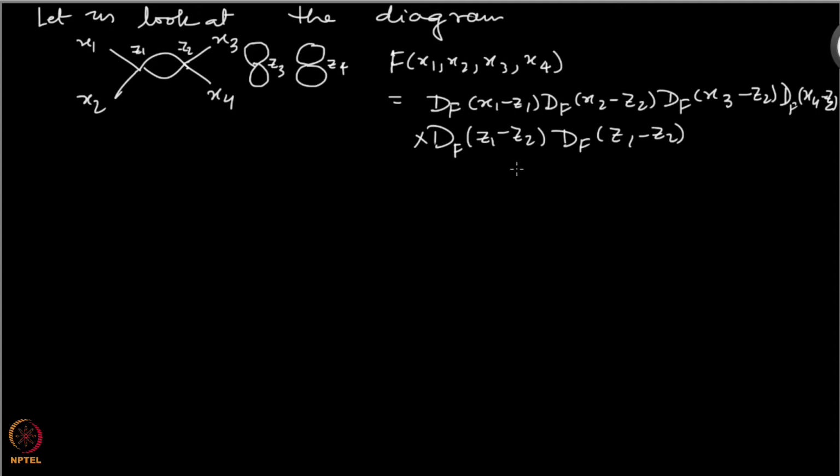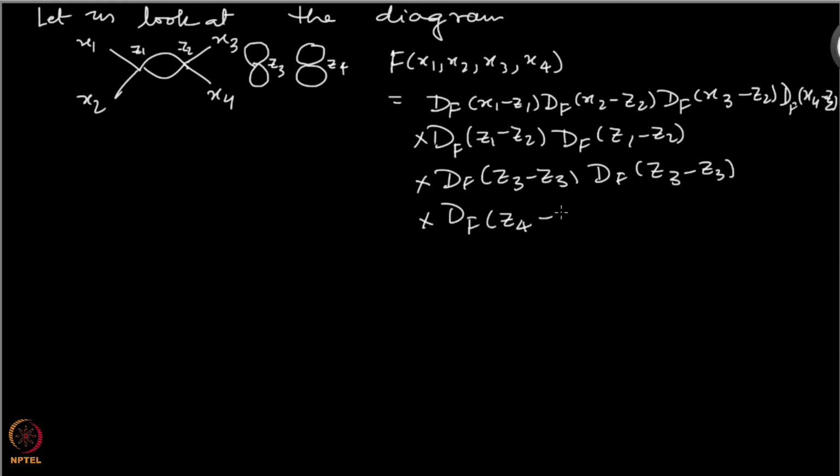Okay, and then I should write down all the, okay, not yet, I have these ones. So this is D_F of z3 minus z3, D_F of again z3 minus z3 for this one, and similarly the one for the other bubble.